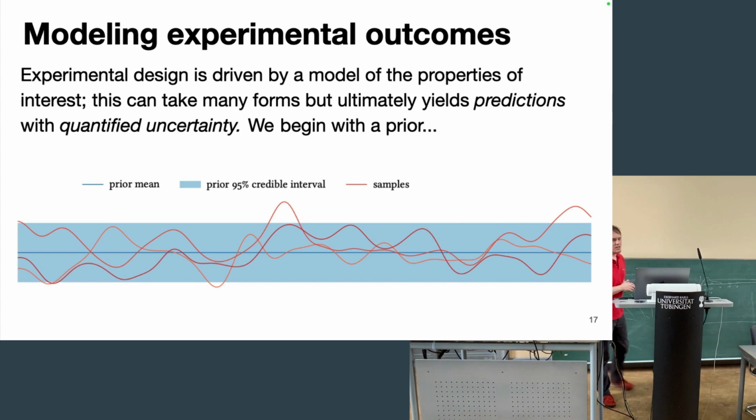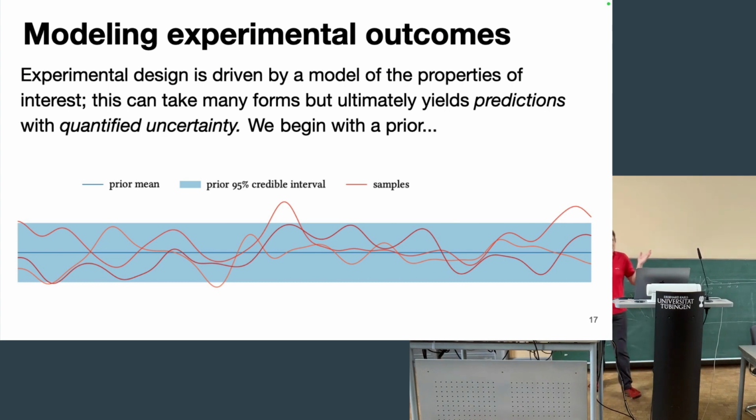So in the first step, modeling experimental outcomes, this is kind of like the key idea in all of Bayesian experimental design, is that I'm going to be maintaining a model of the properties of interest over the design space throughout experimentation. This can take many forms. Was plotted up here as a Gaussian process. I understand that many of you are familiar with Gaussian processes. Also, we had an excellent introduction earlier today.